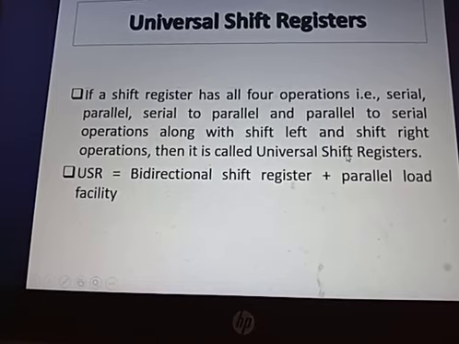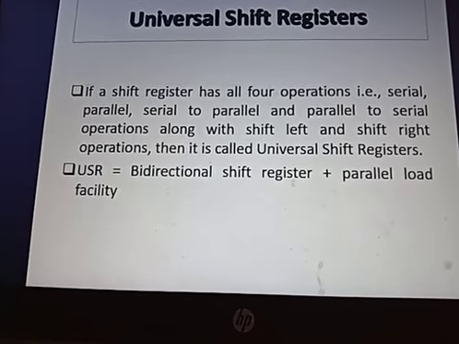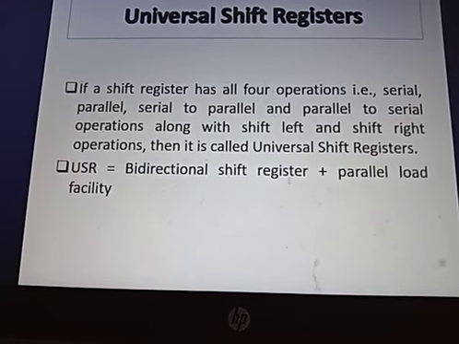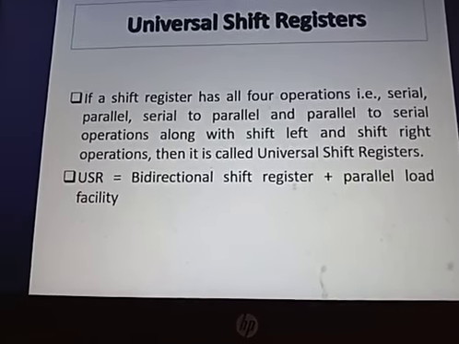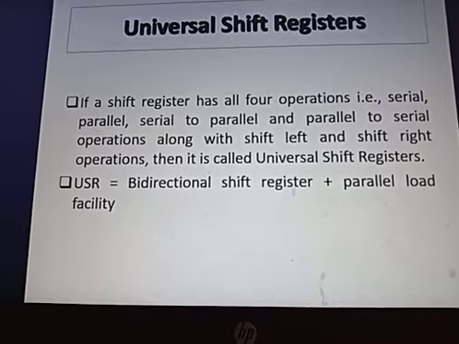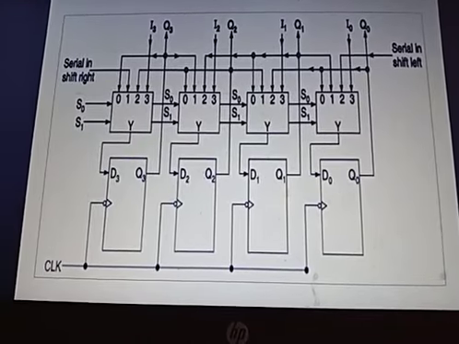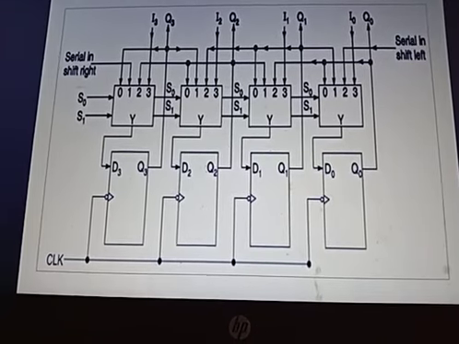The last one is universal shift register. The name itself tells you universal means this shift register encompasses all your four operations like serial in, serial out, parallel in, parallel out, serial in, parallel out and parallel in, serial out into a single operation. And this is your overall circuit diagram for your universal shift register.